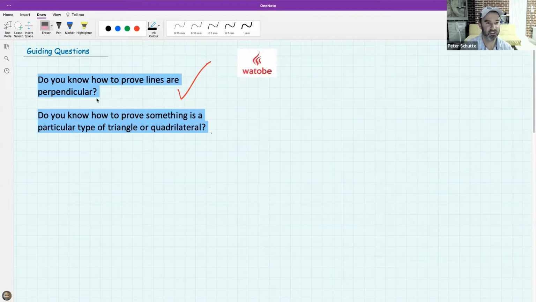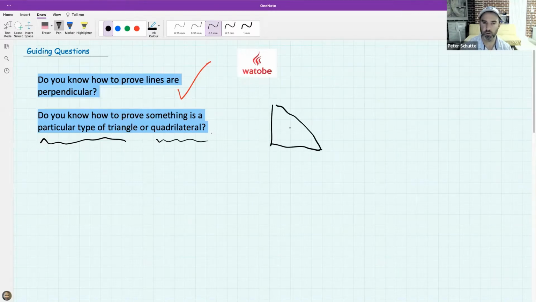Now, my next question is, how do you prove something is a particular type of triangle or quadrilateral? In today's lesson, we may have to prove a shape. They give us the coordinates, and we need to prove something is a particular type of triangle. Does anybody know how we would prove something is an isosceles triangle, for example, or a right angle triangle? What tools would we have to use? Anybody want to put something in the chat or raise their hand and tell us?